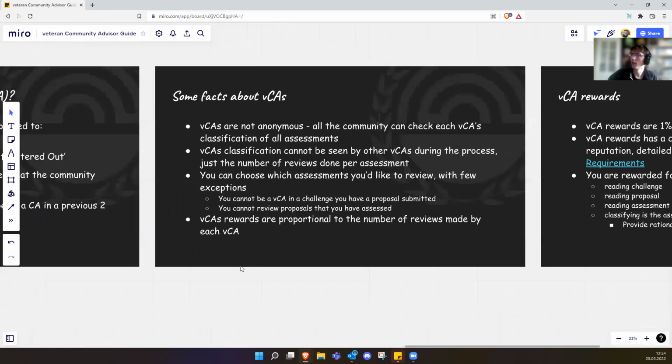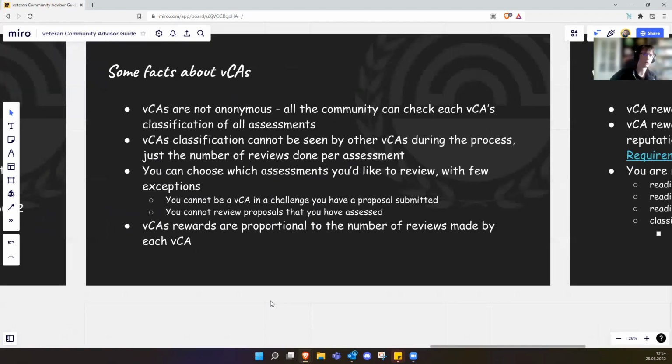Okay. Some facts we brought out, what's cool to know is VCAs are not anonymous. So when you say this assessment is excellent and this is filtered out, everybody will see you. They might say, oh, it's you, Tevo. This was a great assessment, why did you filter it out? Or vice versa. So everybody will see how you rate other assessments.